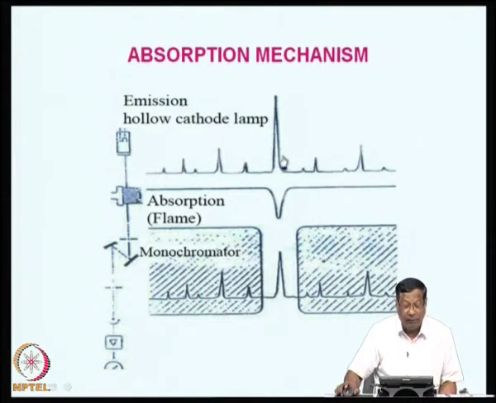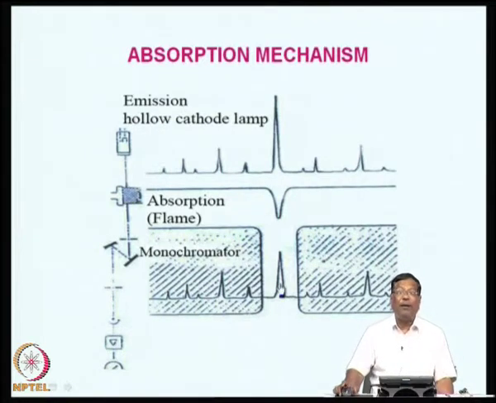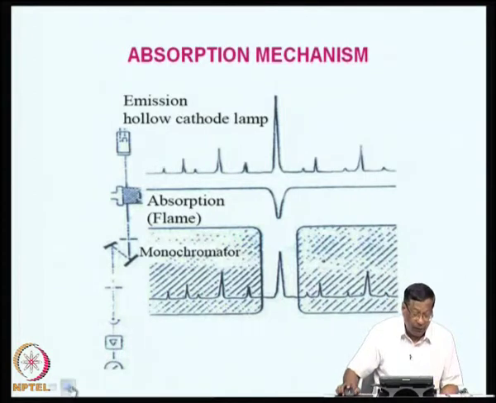Now, what happens? Only this is the emission line and this is the absorption. So, the emission line gets attenuated by the amount of absorption that is taking place here in the flame. So, emission line intensity would be decreasing in this case, that is atomic absorption. So, this is the mechanism.